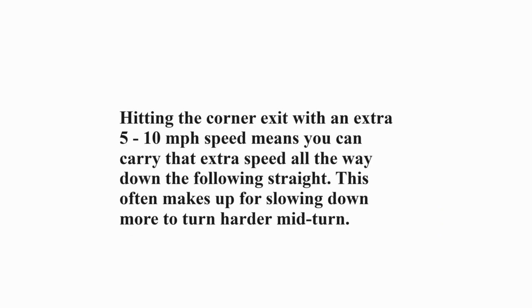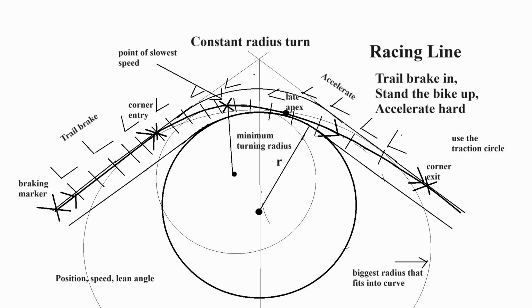Hitting the corner exit with an extra 5 to 10 miles per hour speed means you can carry the extra speed all the way down the following straight. I redrew the racing line about 10 times, but I'm pretty happy with this one. Compare it to the circular arc line. I'm certainly willing to believe there are other possibilities.